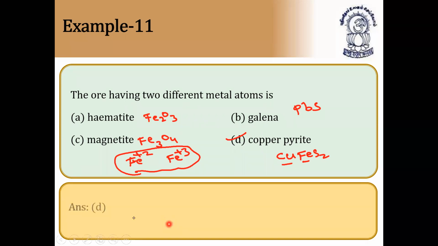So the answer is copper pyrites. As I told you, the formula of copper pyrites is CuFeS2. Next continuation.